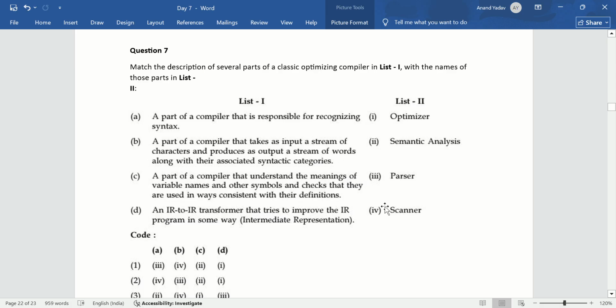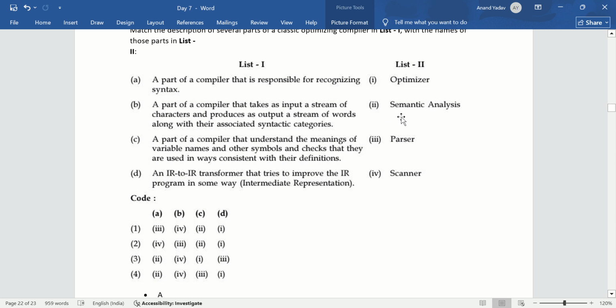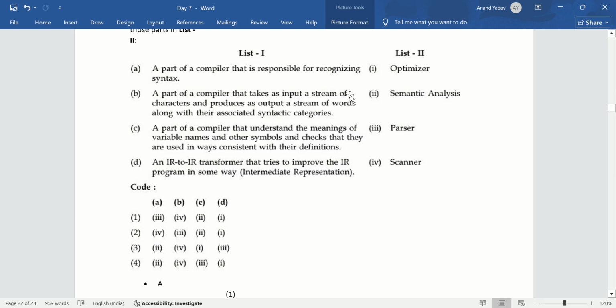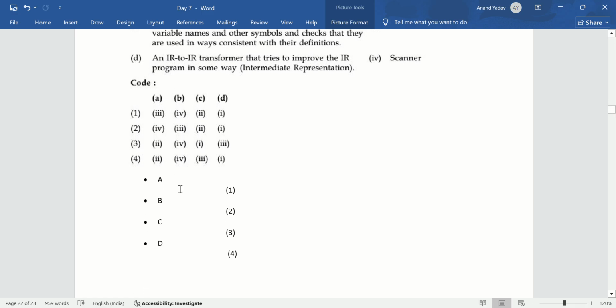So for this we will use the scanner for scanning the stream of characters and converting it into tokens, a stream of words. A part of the compiler that understands the meaning of variables. This understands the meaning in the semantic analysis phase. So for this question, the first one matches third, A with third, B has fourth, and C has third, second, and D first. So for this question 1 is correct. Option A is correct for this question.